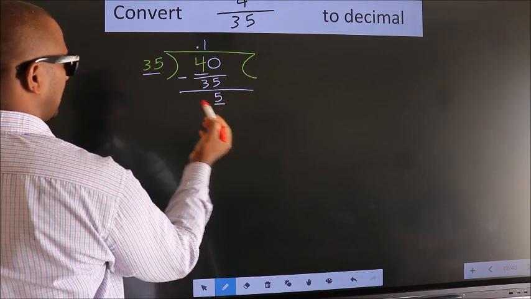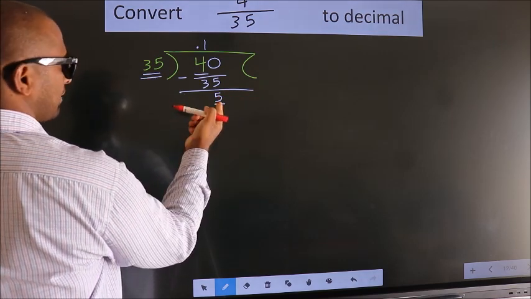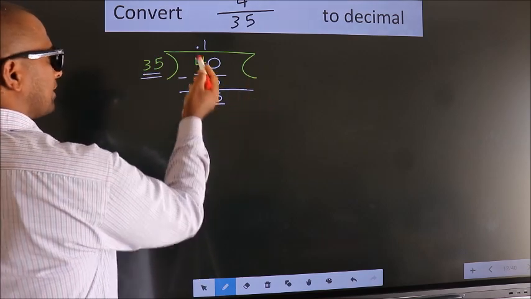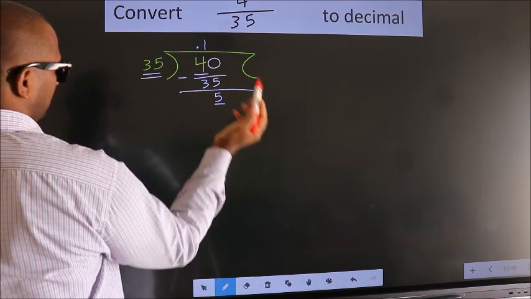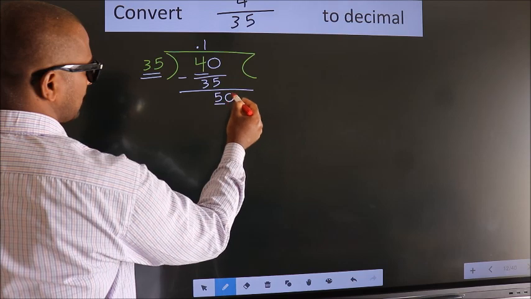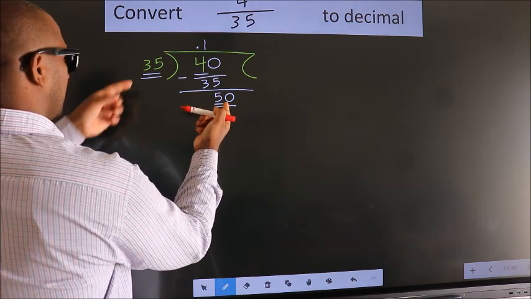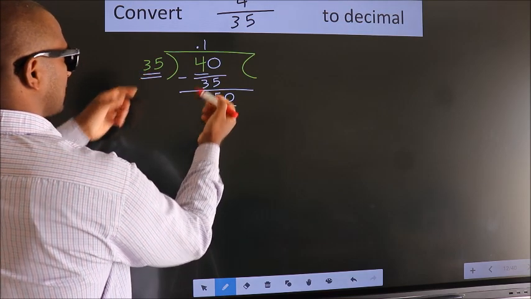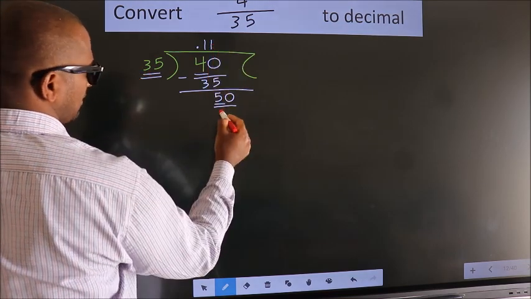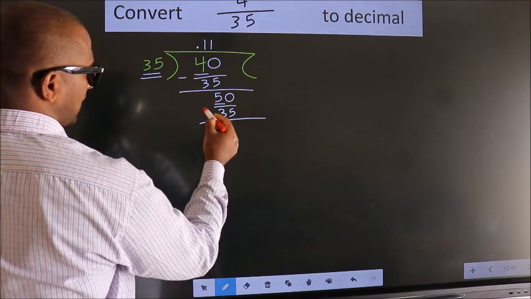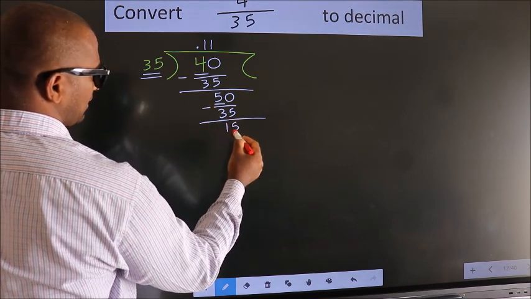Here we have 5, here 35. 5 smaller than 35, and we already have the decimal, so we can directly take 0. So 50. A number close to 50 in 35 table is 35 ones 35. Now we subtract, we get 15.